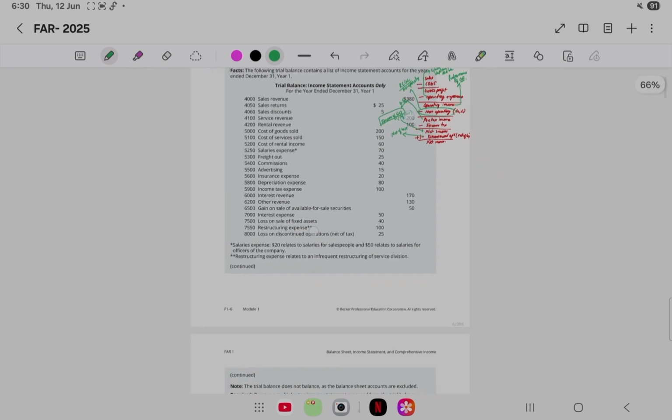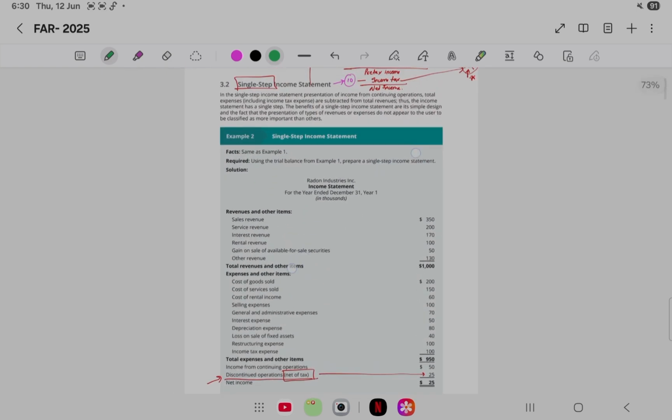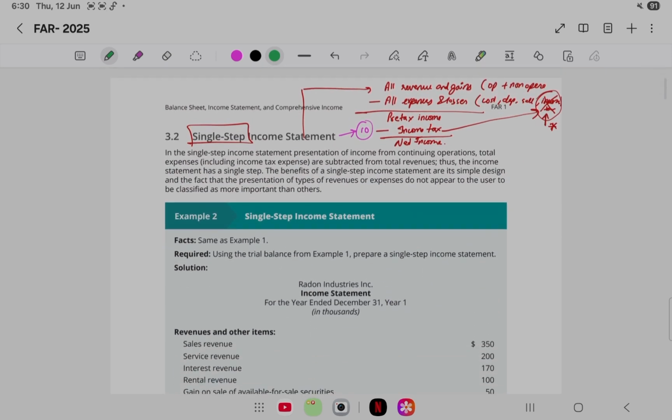Now we will do the benefits and the drawbacks of both systems. In single step, what is the benefit? The benefit is it is simple. It is a simple model. It does not make one item appear more or less than another, right? In this format we give importance to all the items equally. What is the drawback? It does not distinguish between the core business and the incidental business.